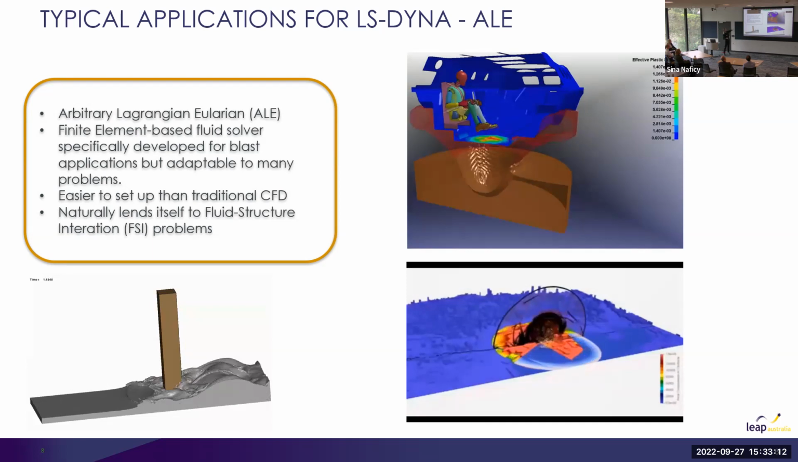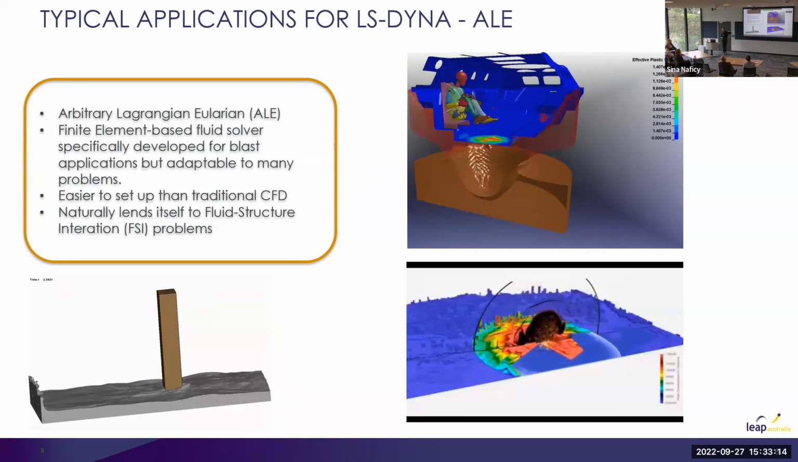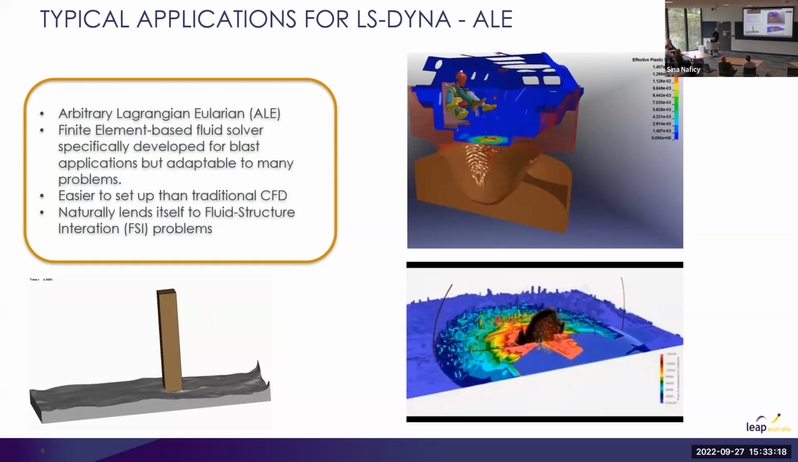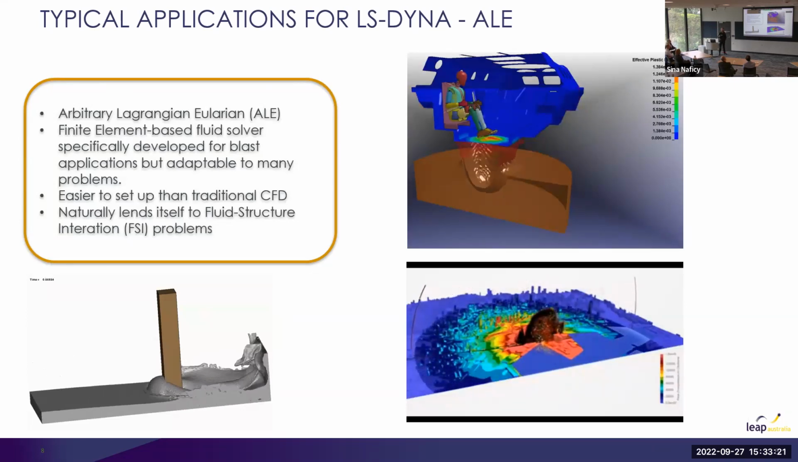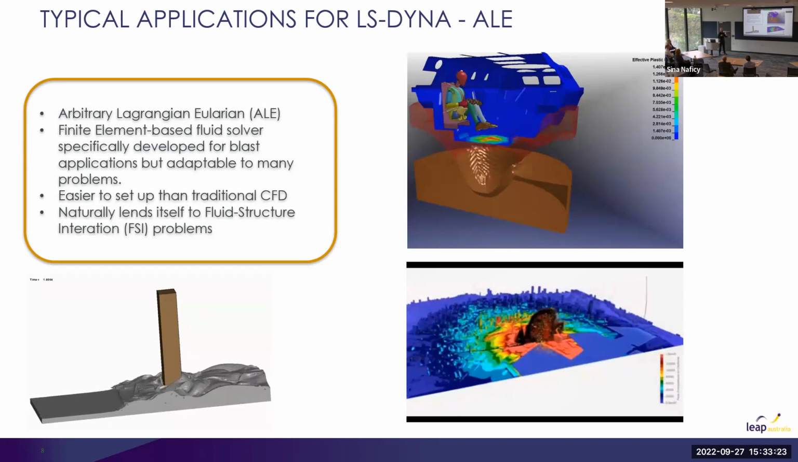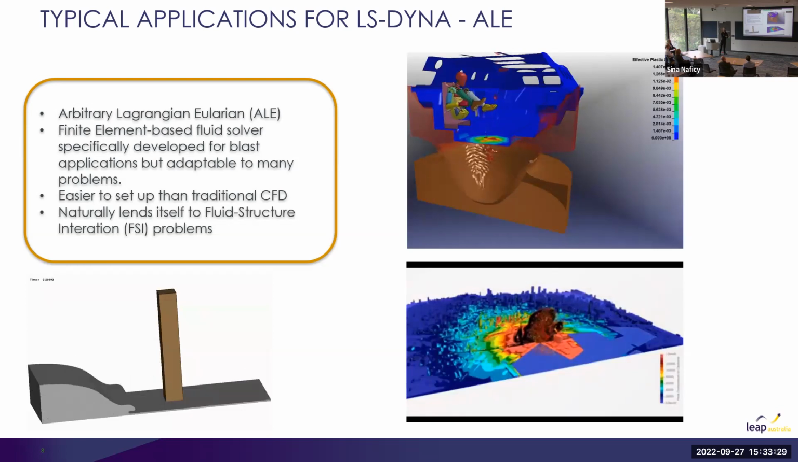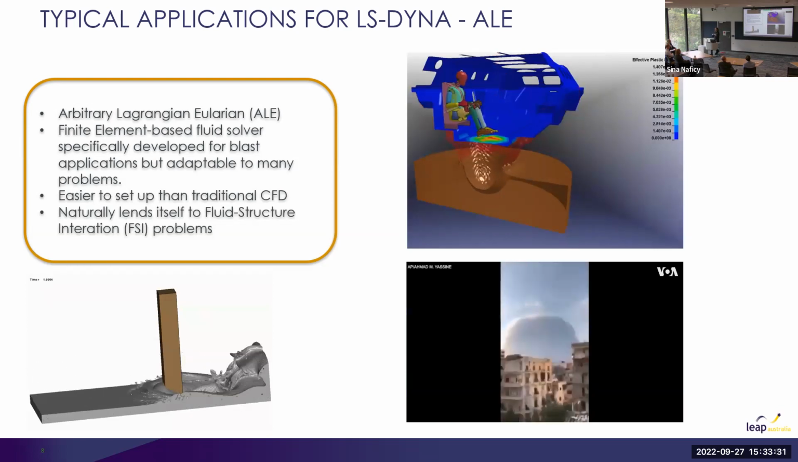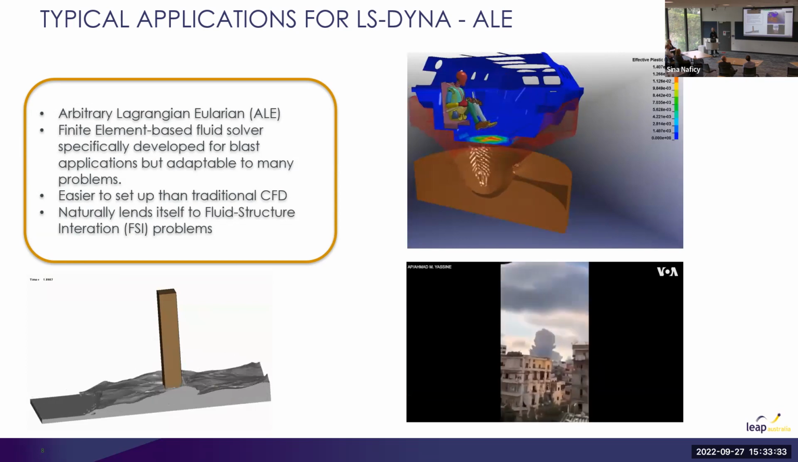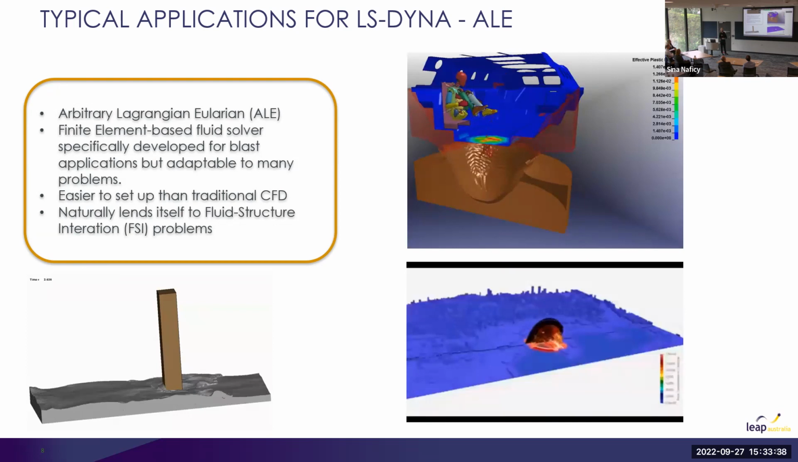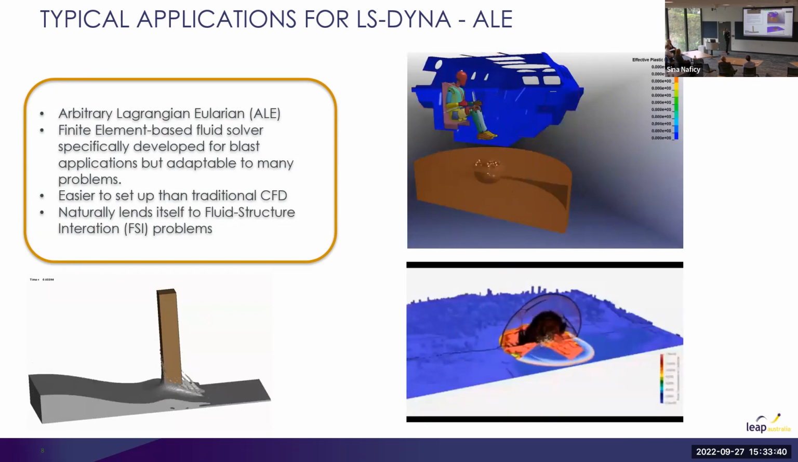So this is ALE. Its text is hidden behind the top bar, but it stands for arbitrary Lagrangian Eulerian, and it's kind of a hybrid analysis approach. The Lagrangian is the standard finite element explicit code that we use for all the vehicle crash simulation stuff. The Eulerian is more akin to CFD or fluid flow analysis. So arbitrary Lagrangian Eulerian means we're combining the two. So we can do things like this here.